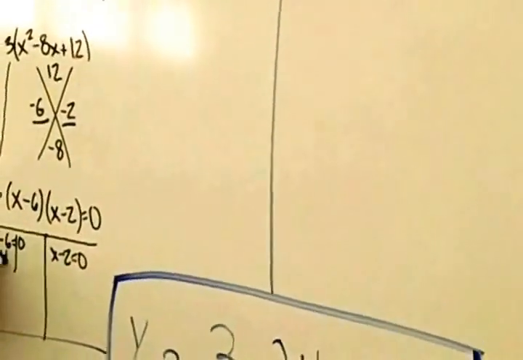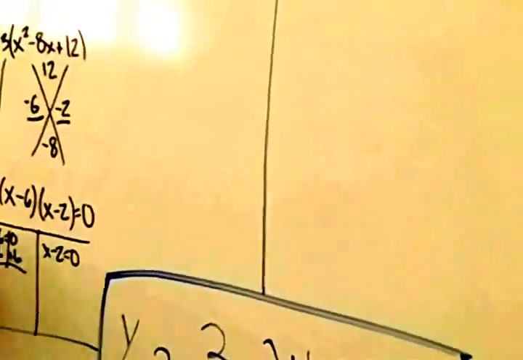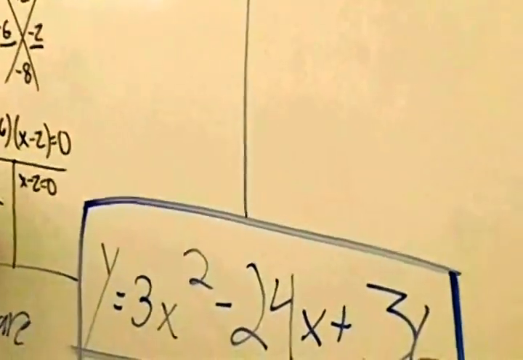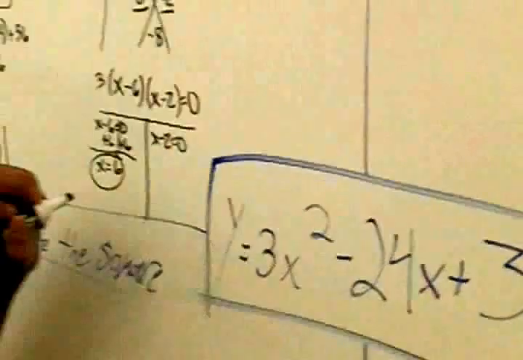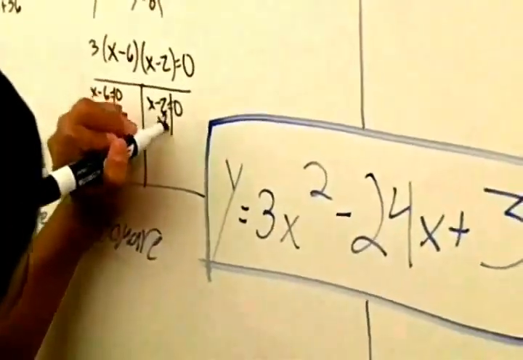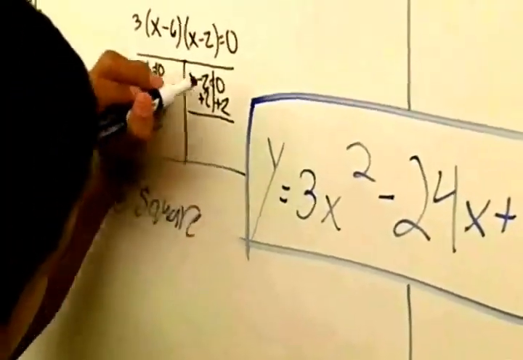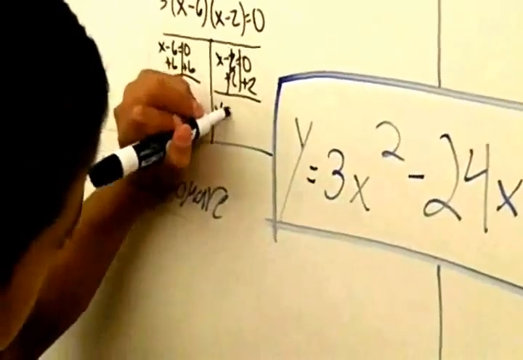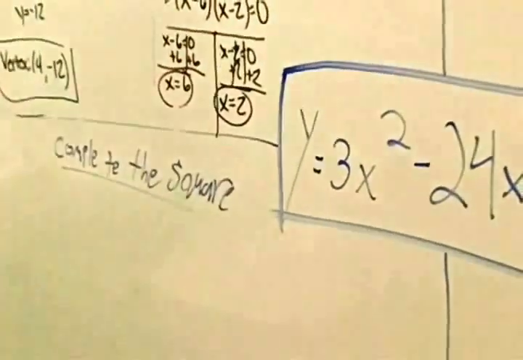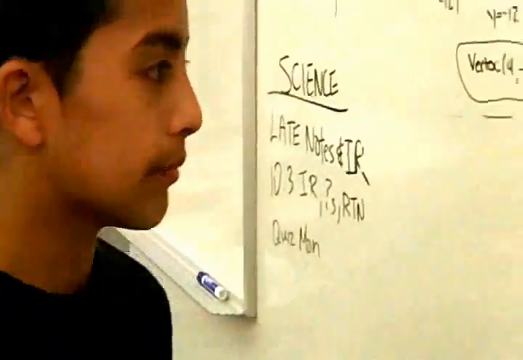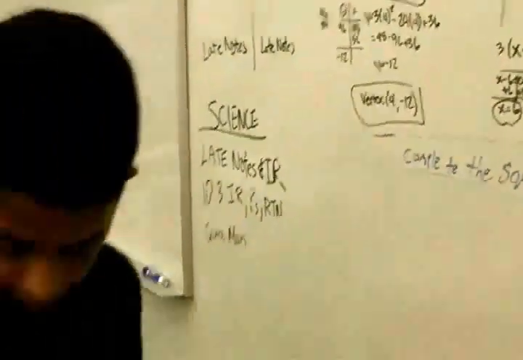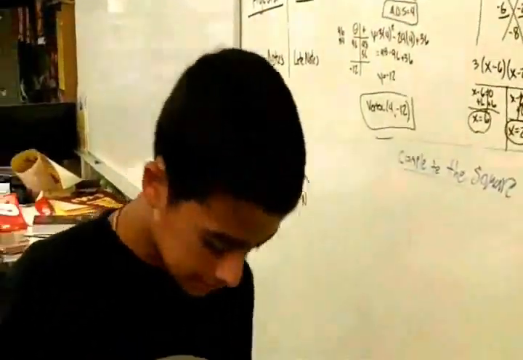So then you just move the negative 6 to the other side, which gives you our first root, x equals 6. And now we have to do the other one, move the negative 2 to the other side, which gives us x equals 2. So both of our roots are x equals 6 and x equals 2. Nice job, Christian.